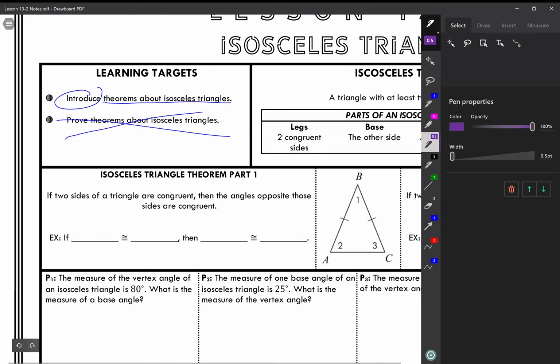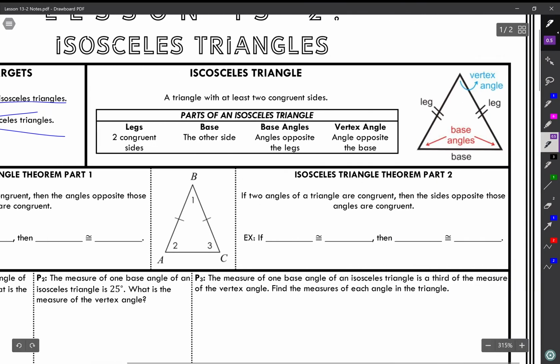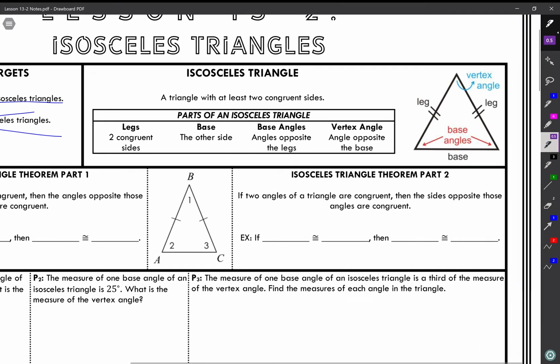Purple. Okay, so an isosceles triangle, what does that mean? You may have heard of this before. It's a triangle with at least two congruent sides, okay? So two sides that are equal, as we commonly say it.